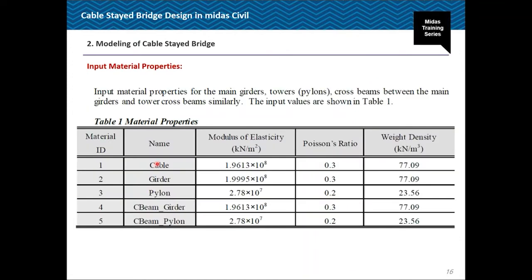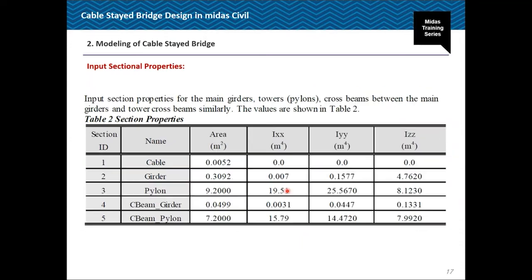These are the material properties that I'll assume for the sample bridge. These are some of the section properties. I'll be only giving the area to the cable for the cable elements. For the girder elements, I'll give the moment of inertia as well, because they would be acting like bending elements. And for the pylon, I'll give the area and the moment of inertia that I assume. So I'm directly giving the sectional properties, not giving the shape of the section.